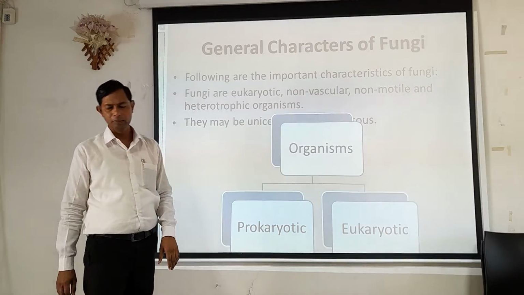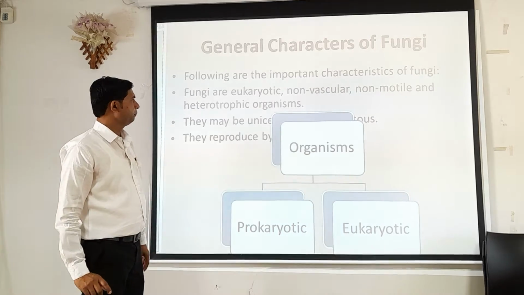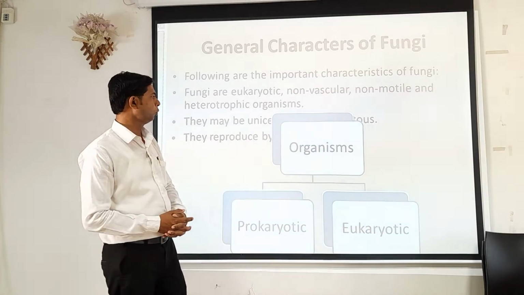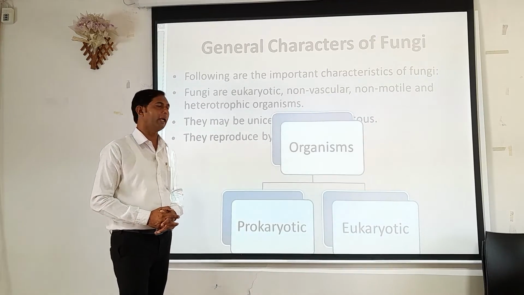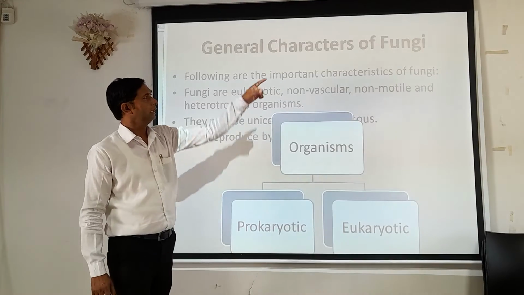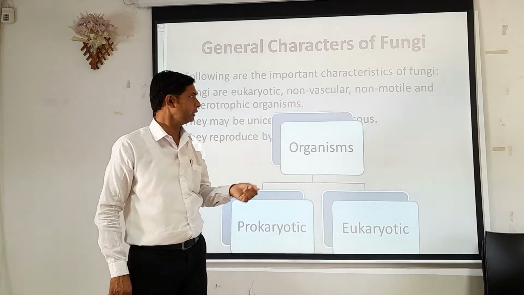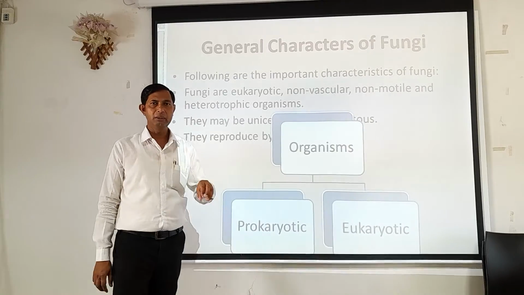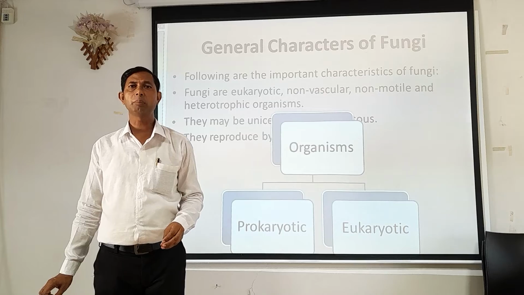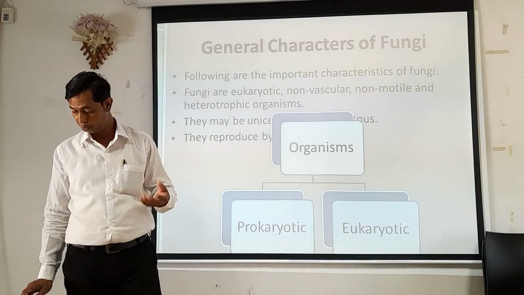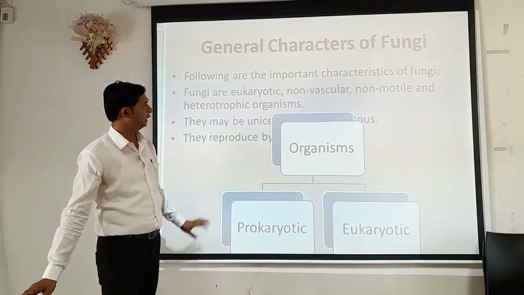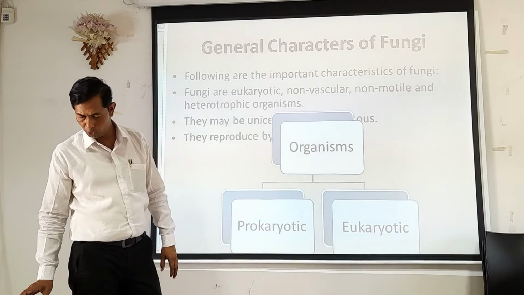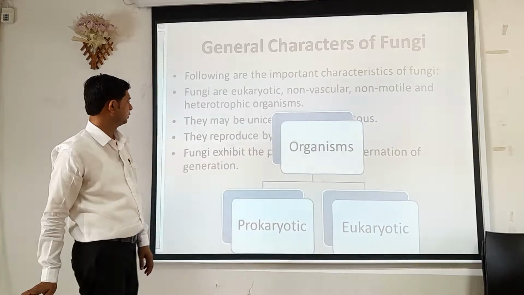So the fungi may be unicellular or multicellular in their structures. They reproduce by different means or different modes. Particularly a vegetative and asexual type of reproduction is observed in fungi. But some fungi show sexual reproduction also. But they generally reproduce by vegetative mode of reproduction or by producing different types of structures like spores, conidiospores.